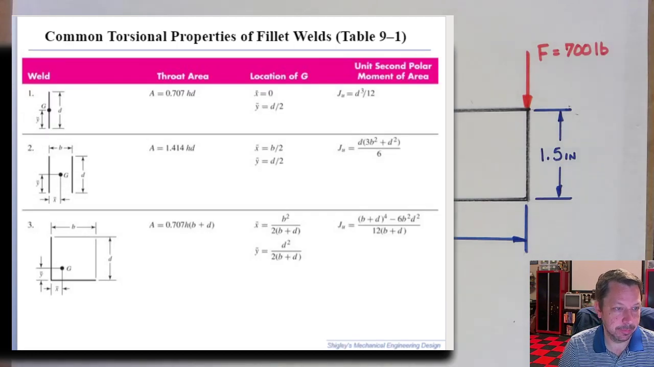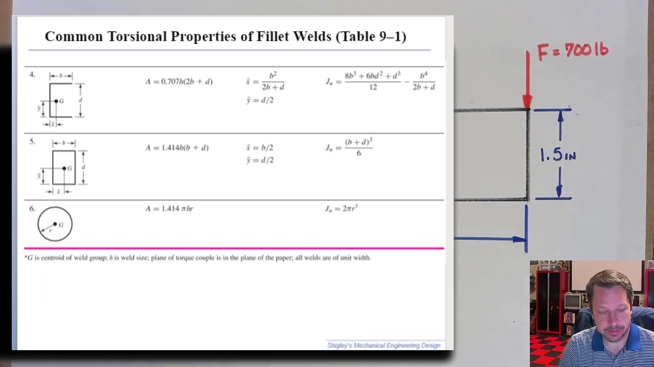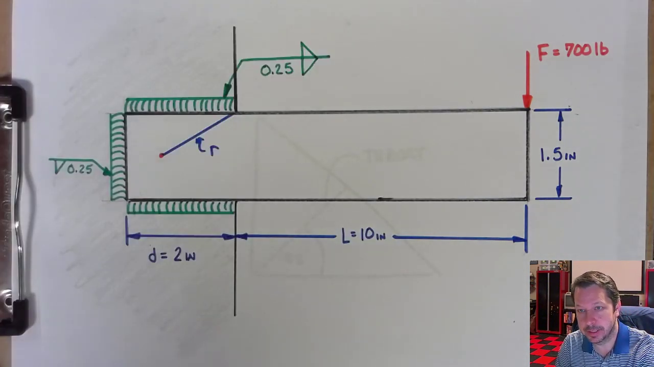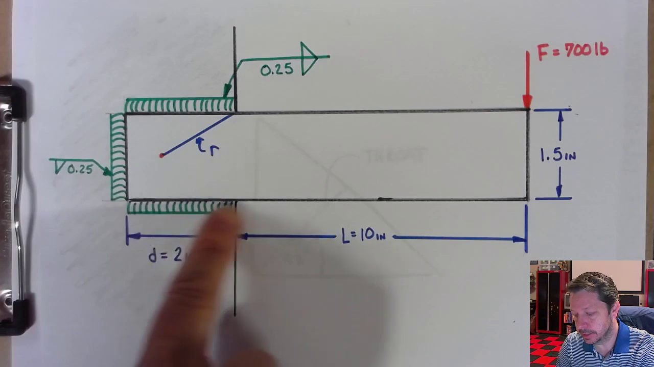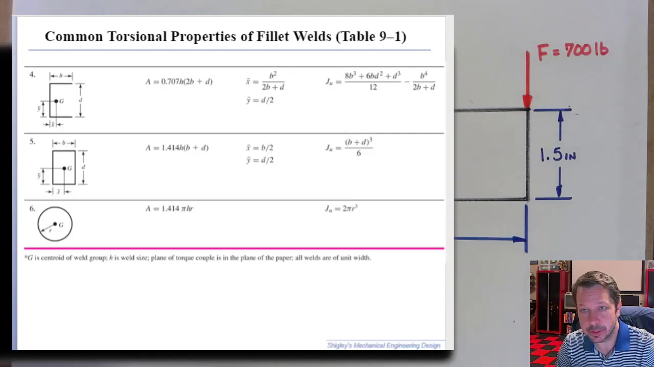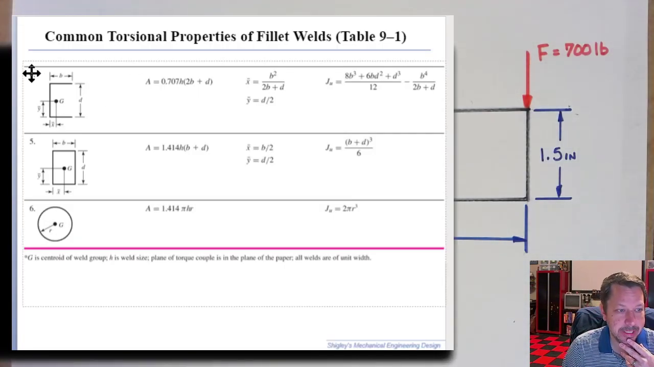So let's look back to here. Actually, let's look at this one since it's the one that matches up with what we have here. So our weld group is this C shape. So in here, I'm looking for case number 4, which has a C shape pattern. And it gives me several different things here. It gives me the area. So this is the throat area of this weld all combined together.